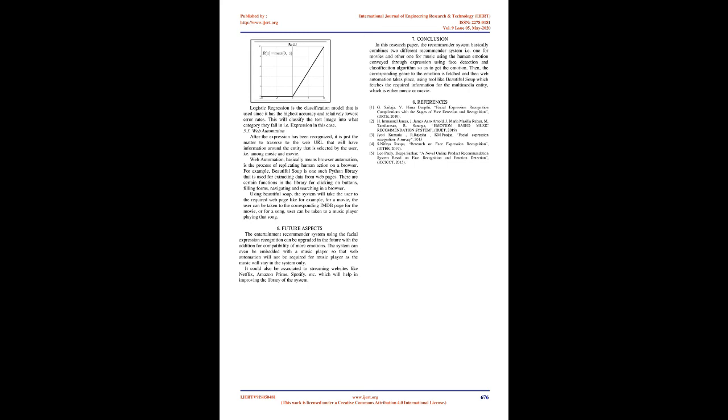7. Conclusion. In this research paper, the recommender system basically combines two different recommender systems, i.e. one for movies and the other for music, using the human emotion conveyed through expression, using face detection and classification algorithms so as to get the emotion. Then the corresponding genre to the emotion is fetched and web automation takes place, using a tool like Beautiful Soup, which fetches the required information for the multimedia entity, which is either music or movie.